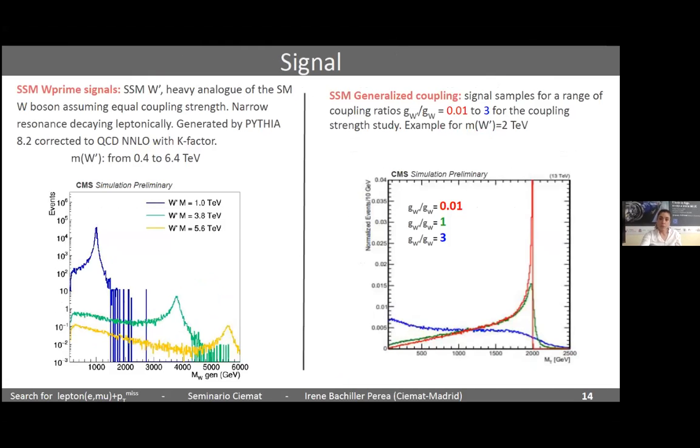We are using some signal samples produced with Monte Carlo for this analysis. We use the Sequential Standard Model W prime signals. This is the heavy analog of the standard model W that I already introduced, and it assumes equal coupling strength as the standard model. But then releasing this coupling strength, we also generate signals with a coupling ratio from 0.01 up to 3. And you can see here how the signal shape changes dramatically with the coupling.